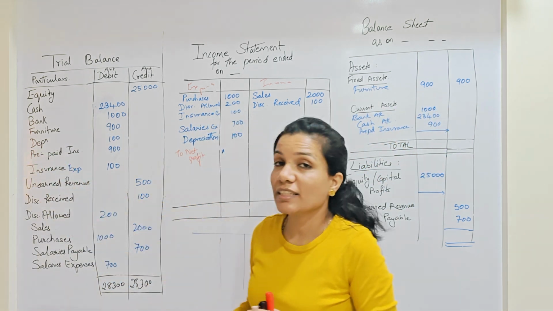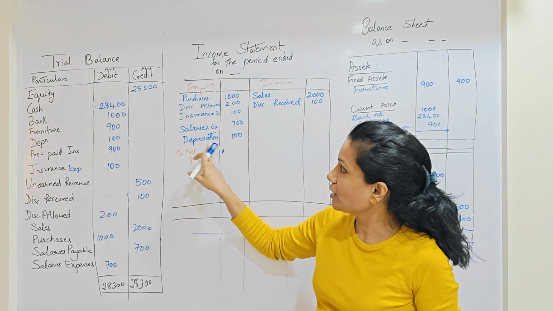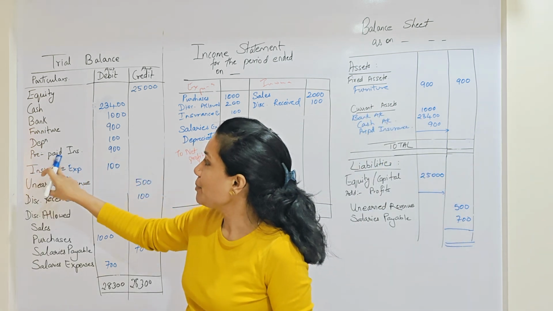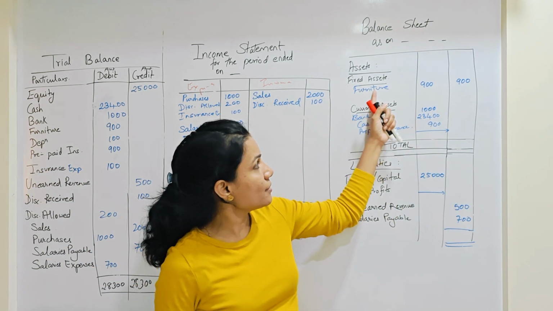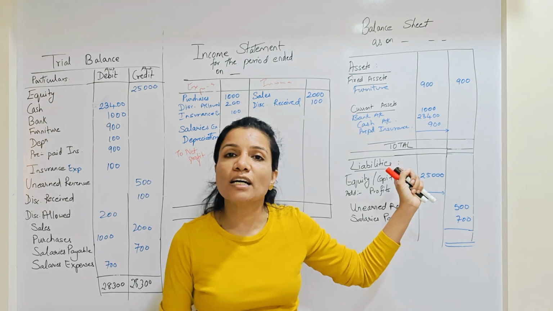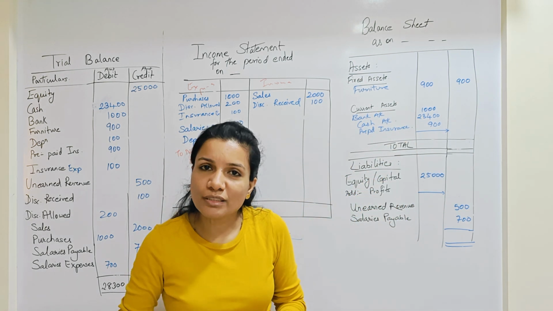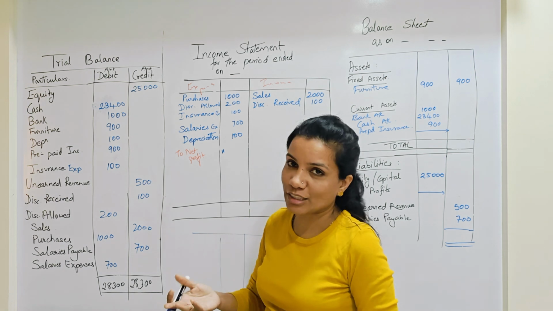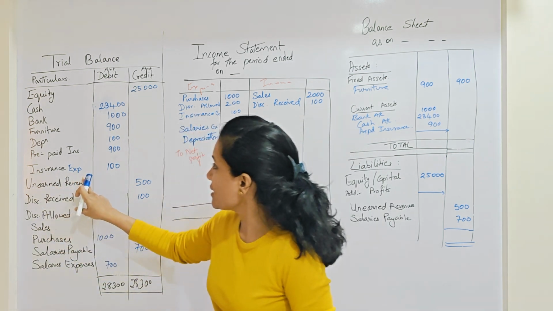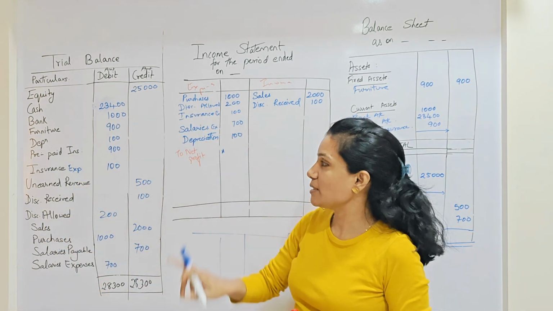Next, depreciation is an expense with a debit balance, goes to the income statement. Prepaid insurance is an asset, debit balance, prepaid insurance 900. Why have I put it under current assets? Because this will get used up within the financial year. It's current in nature, not fixed. Insurance, it's an expense, debit balance, insurance expenses 100.